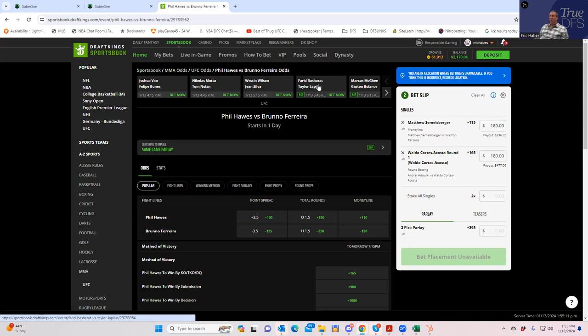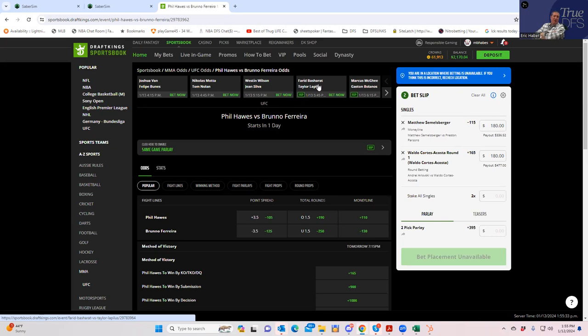So here's what's been agreed upon. This is either going to be a complete banger and someone's getting knocked out in the first round, or the only other way this fight makes it to decision is if Phil Hawes goes to the wrestling. Okay?